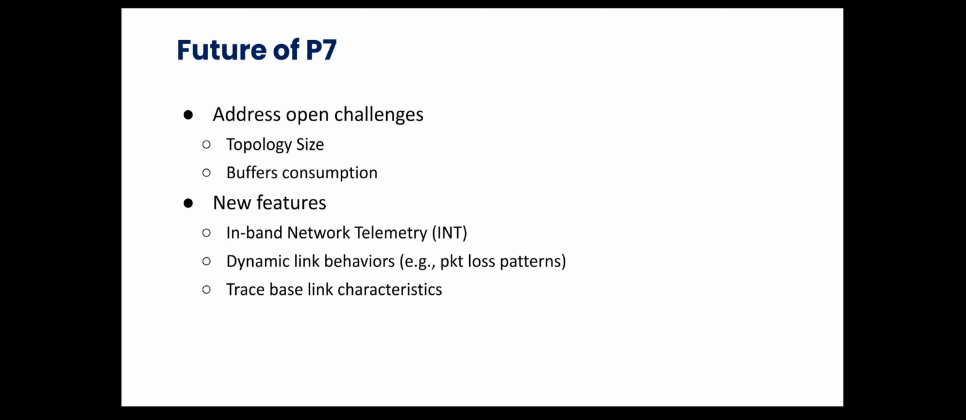Also, we have planned to implement trace-based link characteristics. In this way, we can predefine some metrics that we will apply to the P7 links. For instance, if we want a 5G configuration, we can have already predefined how the behavior is going to be and apply this to the links. So this way you can emulate a topology and apply the characteristics of a specific network, for instance, a 5G network.